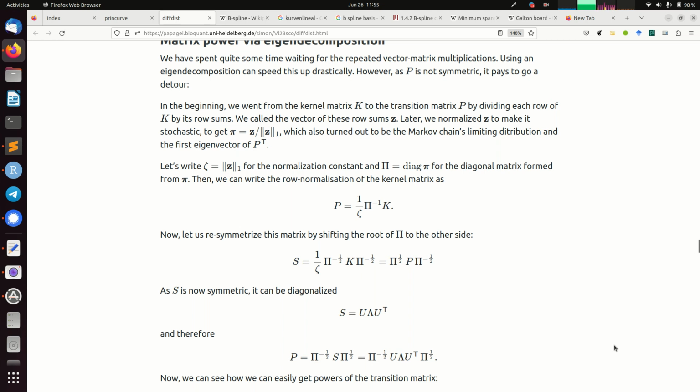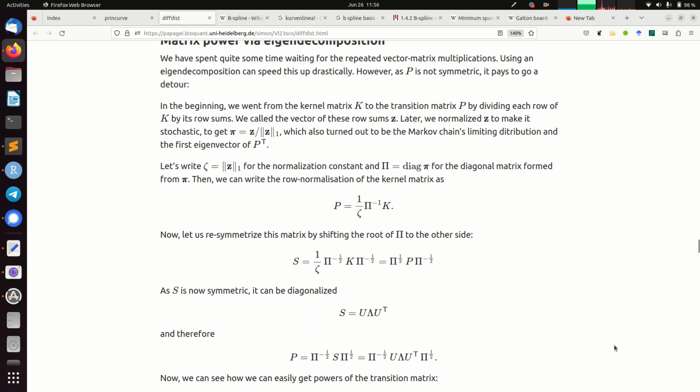Now I wonder how I can use S in terms of P. So what I have to do is I take the definition and change it around to get what K is. K is zeta times pi times P. The zeta cancels with zeta, the pi multiplies with this pi to the minus 1/2 and makes it a pi to the plus 1/2. So that's how this now happens.